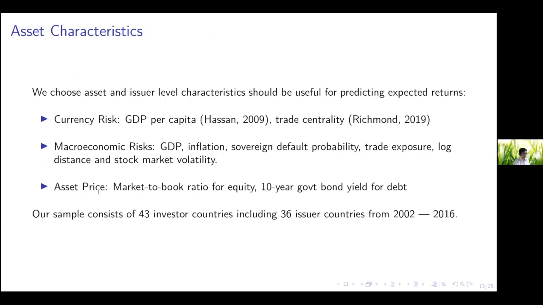As we mentioned before, we need some notion of asset price. For equities, we're using the market-to-book ratio at a country level. For bonds, we're using annualized government bond yields. For long-term debt, we're using 10-year government bond yields. For short-term debt, we're looking at 3-month government bond yields. So ultimately, what do we have? We have 43 investor countries. 36 of these countries are issuer countries as well. And our data ranges from 2002 to 2016.